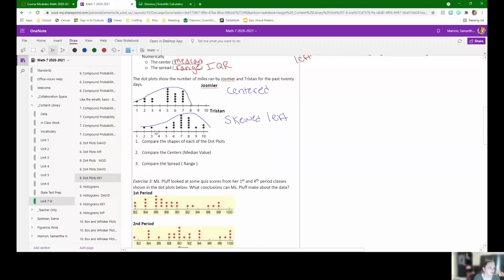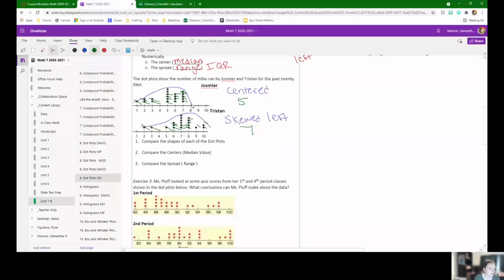We can also look at the centers. I can find the median of both of these by crossing out dots on each end. Luckily, they're already in order for us. For Tristan, it's going to end up at 5. And for Josmir, it looks like it's going to be right at 7. So Josmir's middle value, he ran 5 miles. Tristan ran 7. It's looking like Tristan ran more.